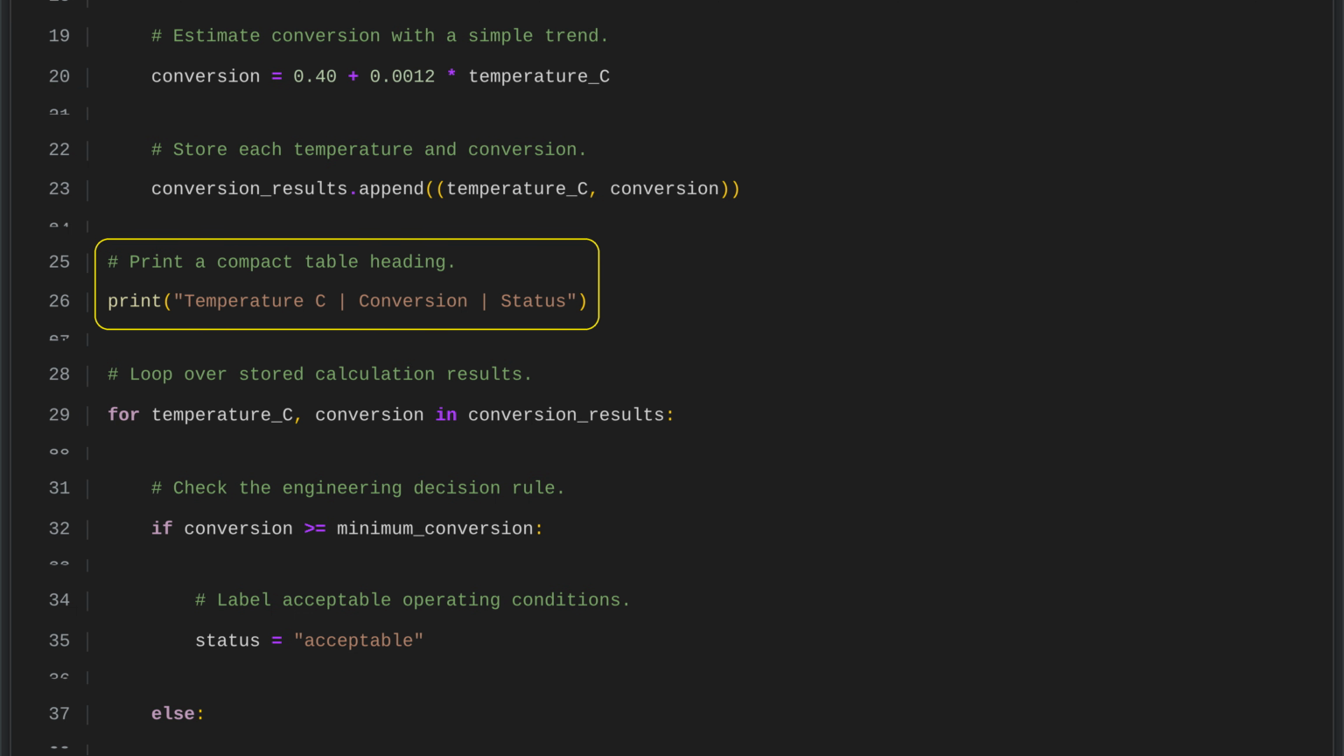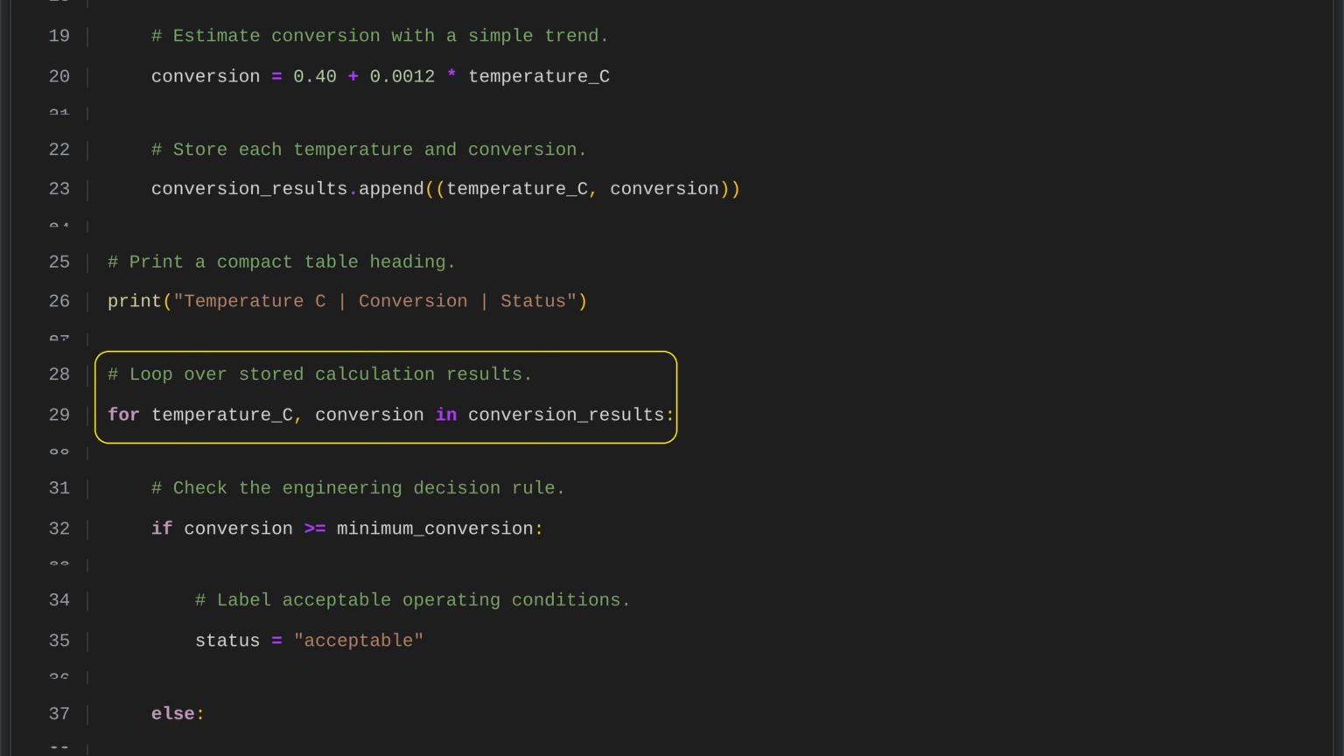The program first prints a clear table heading for Celsius temperature, conversion rate, and status. This organizes the loop output so the results are easy to read and interpret. We go through each stored temperature and its matching conversion value together. This lets us evaluate each result in context and apply any further logic based on the conversion outcome.